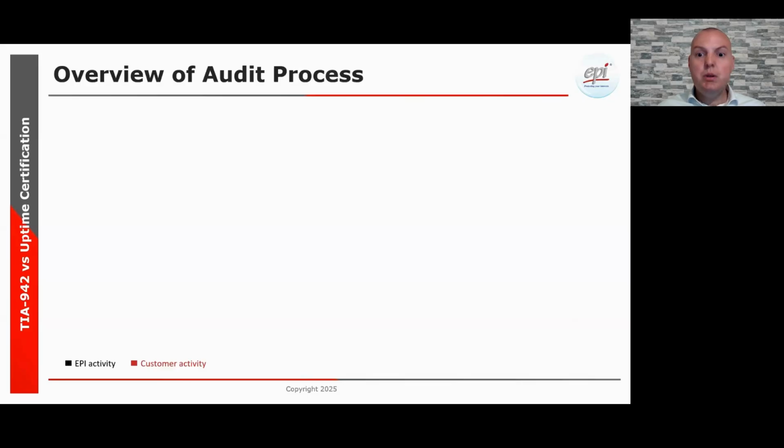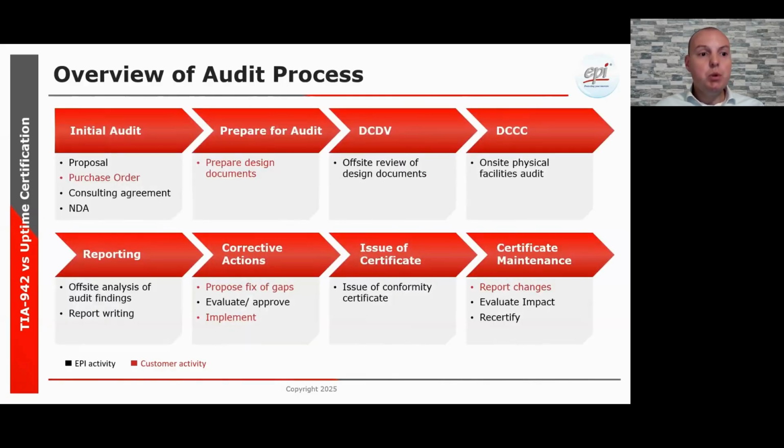So, as we are moving towards the last part of my piece of the presentation, let's take a look at the overview of our auditing process. We will start with the initial audit. It starts with a proposal, the purchase order, NDA, the consulting agreement. We have to do some preparations where we will receive the design documents. And then it's time for the first design review, the DCDV, the review of your design documents.